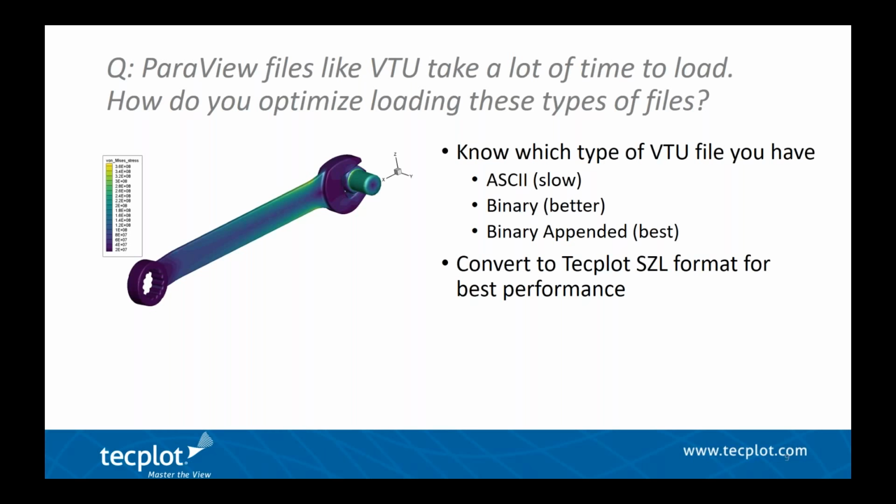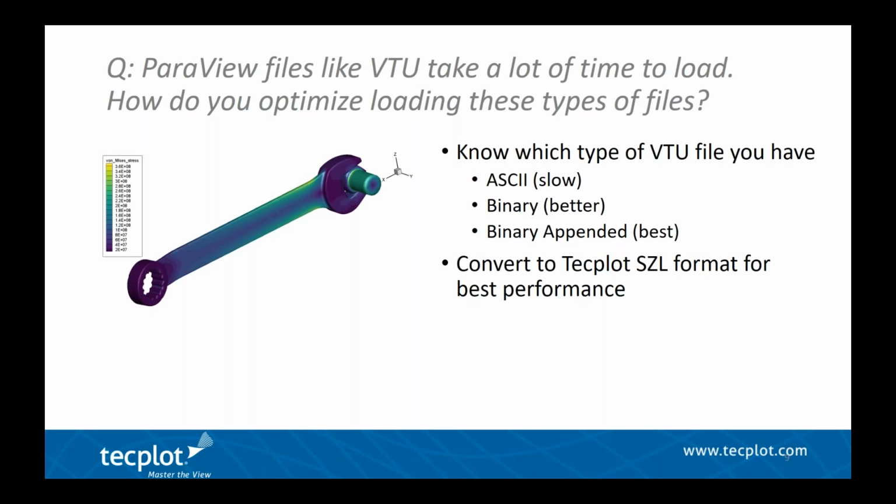ASCII, which is going to be slow. ASCII files are inherently bigger on disk, and the more data on disk, the longer it takes to read those files. They also have what they call a binary format and a binary appended, and the difference between these is really important for the speed in which that data will come into Tecplot. So a binary file is better because you get the compression of the binary format, but there is header information distributed throughout the entire file, and Tecplot has to scan through the entire file to understand what variables are embedded within that file.